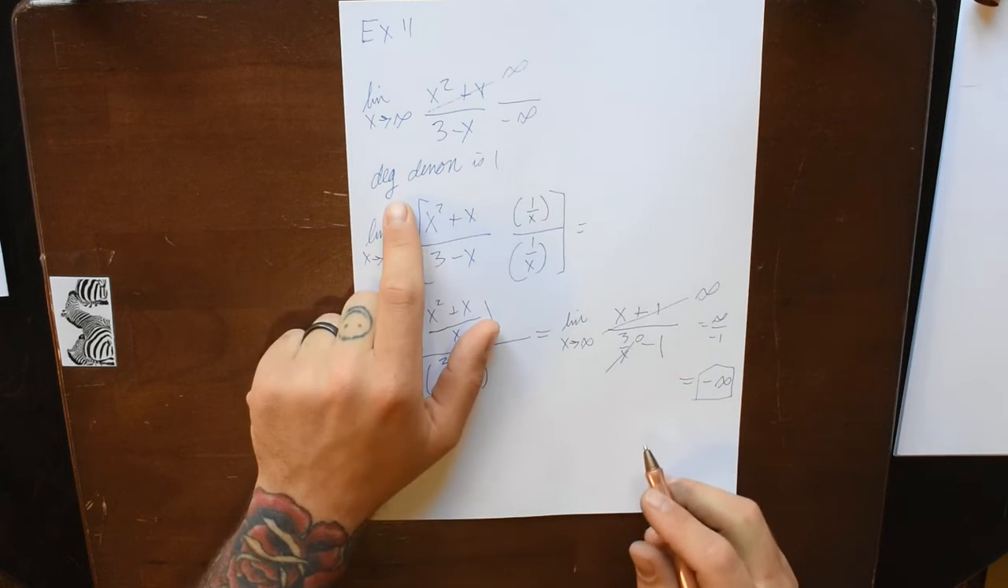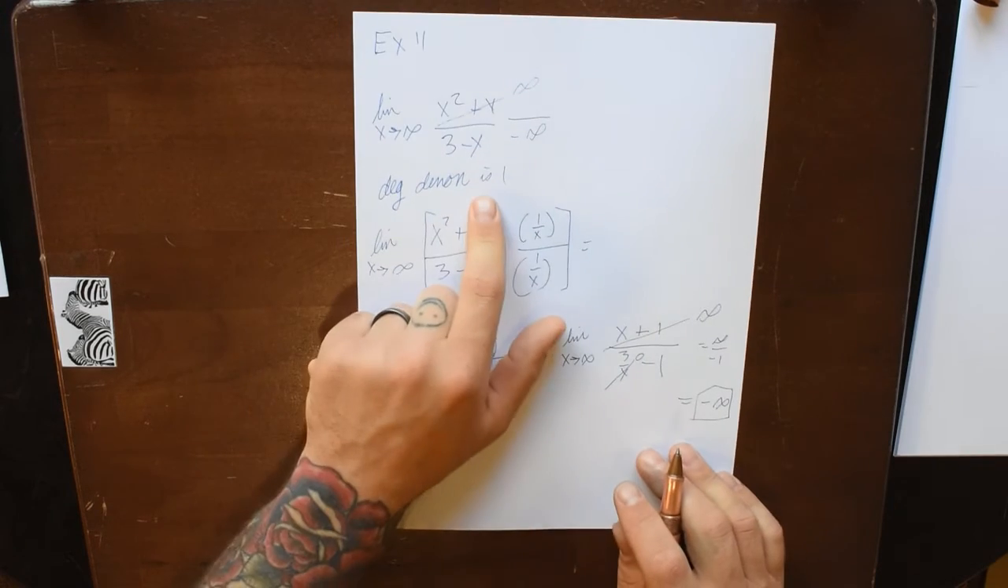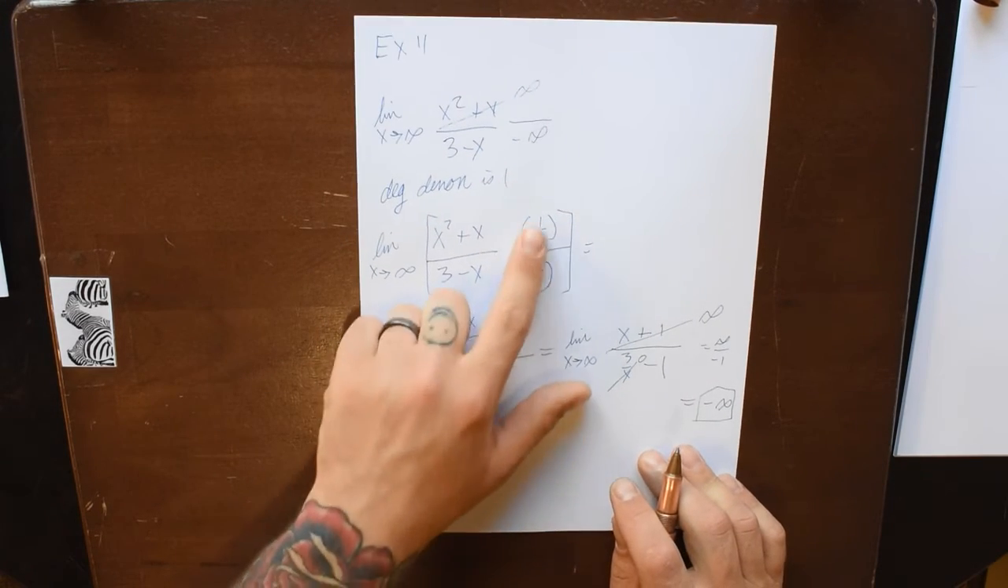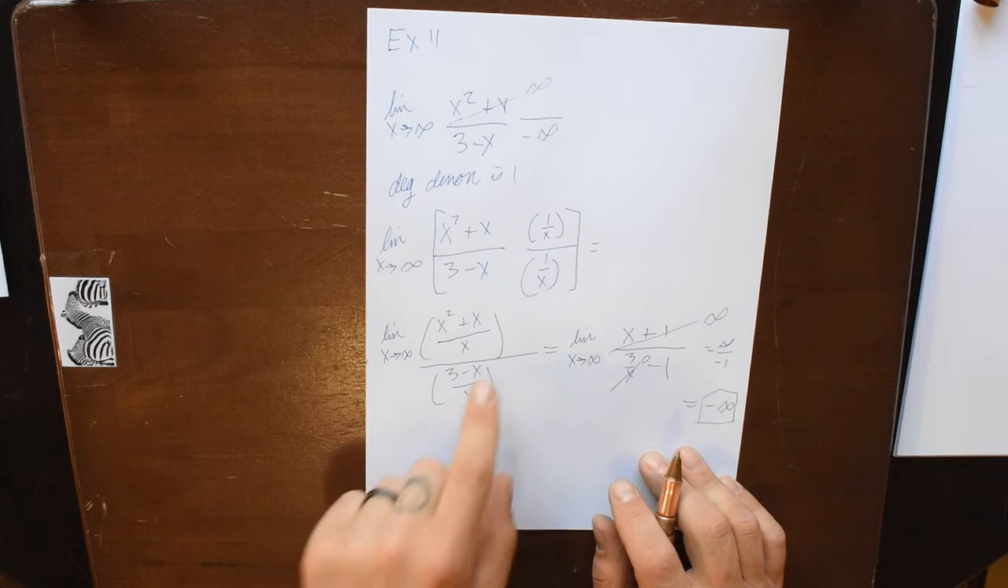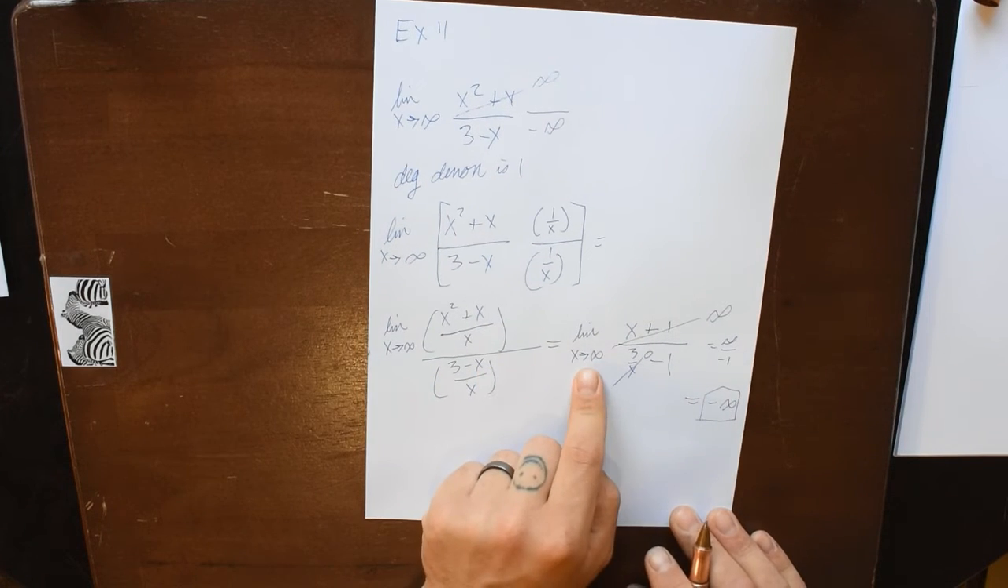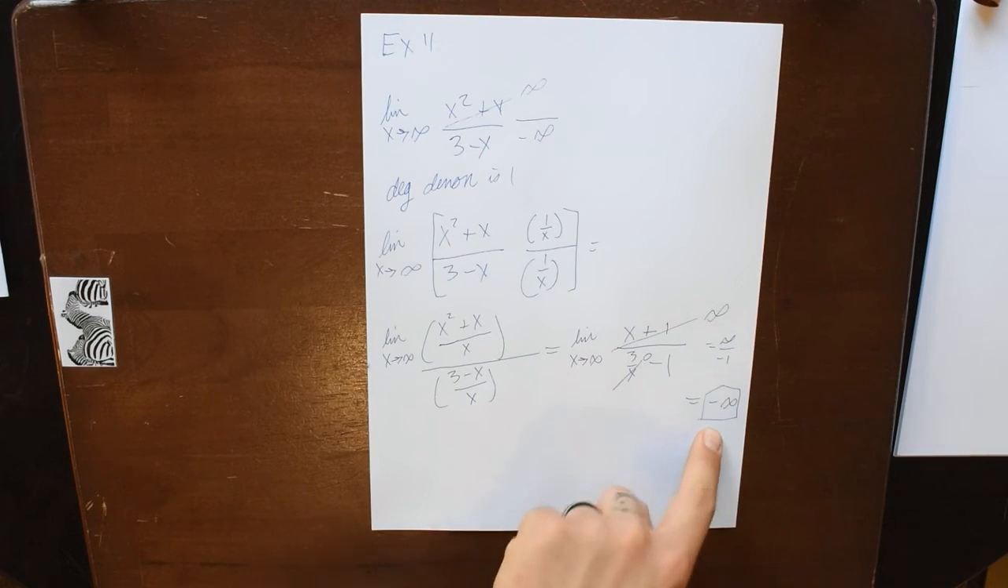But for now, back to standard issue approach. Degree of denominator was 1. Multiply top and bottom by 1 over x to the 1. Simplify, evaluate limit. Put a box around your answer.